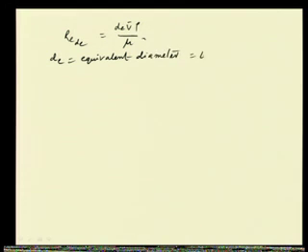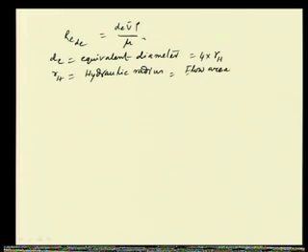It is written as 4 into RH. RH is called the hydraulic radius, and this is defined as flow area by wetted perimeter.